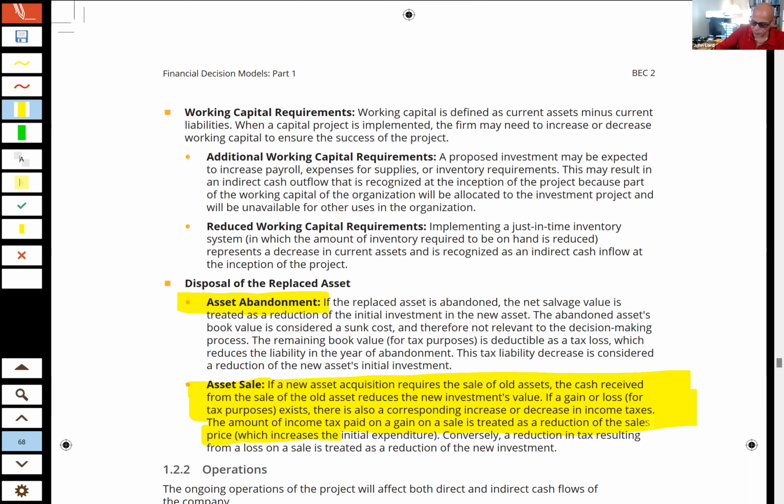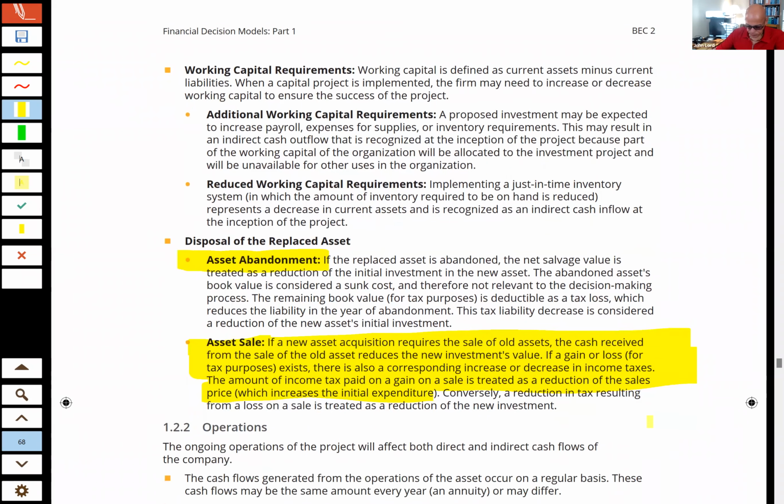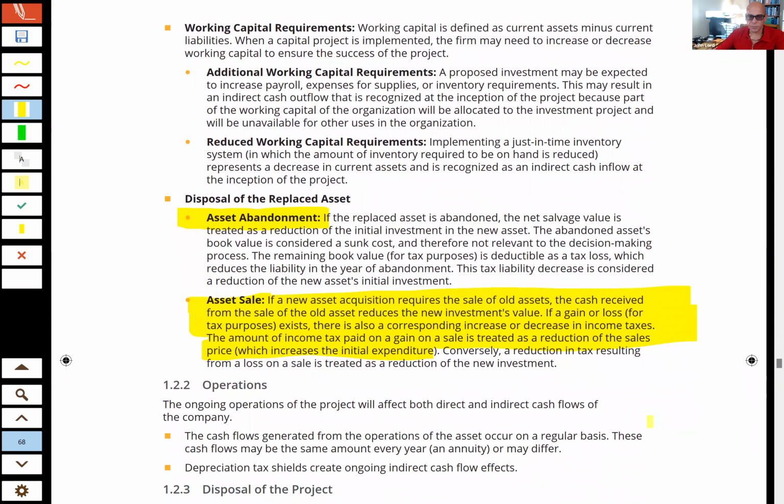So if there's a gain, the amount of tax paid on the gain is treated as a reduction of the sales price. If there's a loss, going back to that example, say we have something with a book value of 10,000 and we sell it for 8,000, well, that's a $2,000 loss, and there will be a shielding of tax from that. Or if there is a gain, then we're going to have to reduce the amount of cash that comes in from the sale.